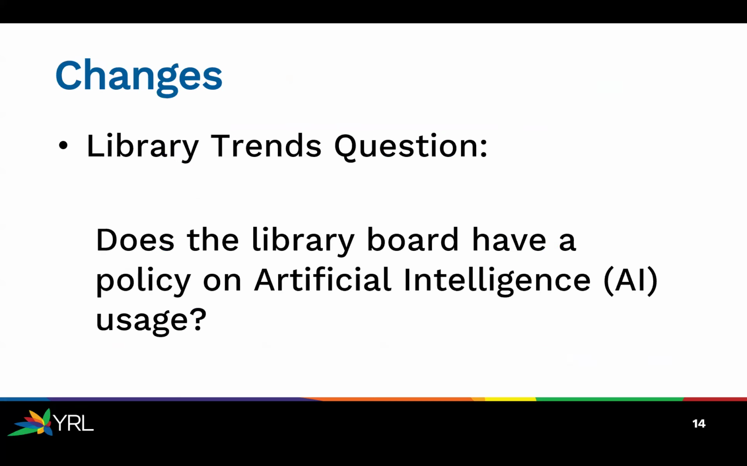Okay, and then changes. So there were no major changes to the annual report this year, which is nice. But every year, PLSB asks a library trends question. And so this year, unsurprisingly, the trends question has to do with AI. They want to know, does your library board have a policy on artificial intelligence usage? So you can answer this honestly.